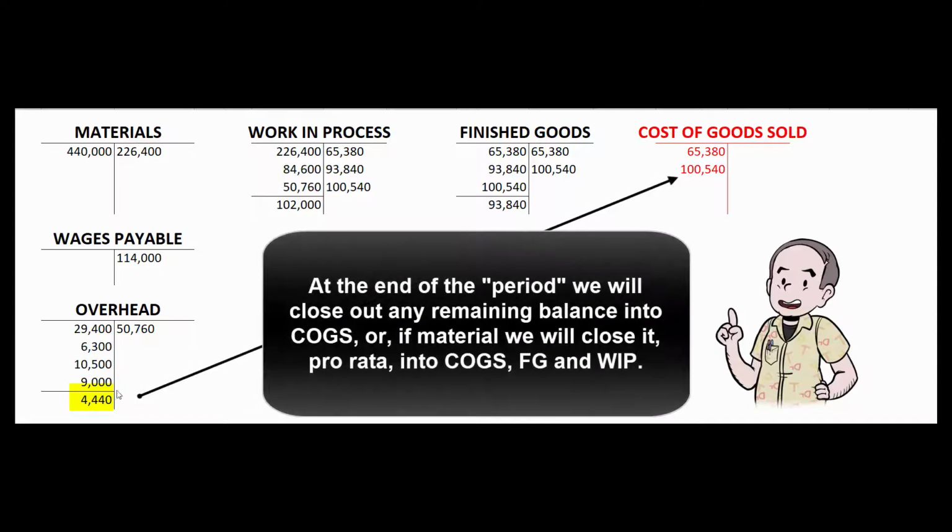But anyway, in any event, at the end of the period, if it's a small enough number down here, either debit or credit, we'll close that into cost of goods sold. If it's a big enough number, we'll sprinkle some of it in cost of goods sold, some of it in finished goods, and some of it in work in process. And that's all there is to job order costing.